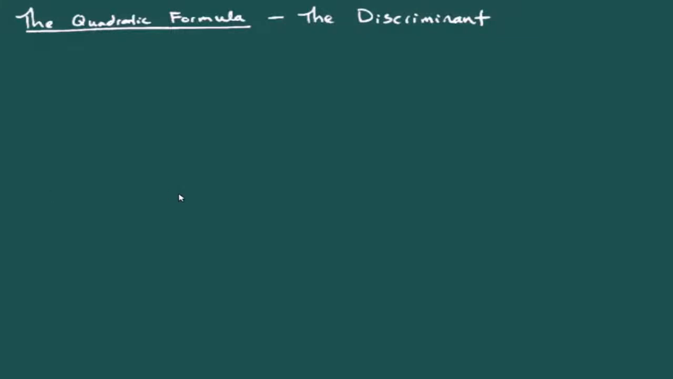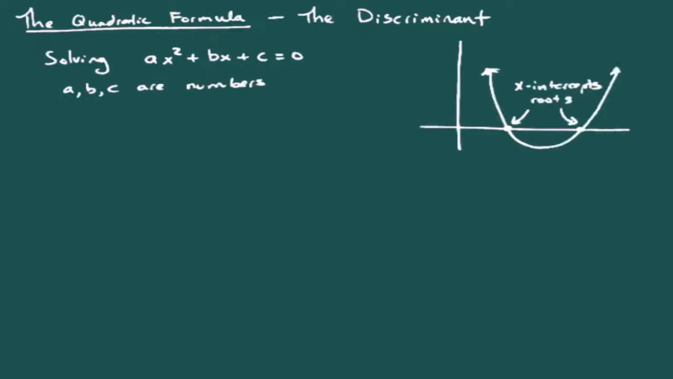So in this video, we'll be looking some more at the quadratic formula, and in particular, a part of the quadratic formula called the discriminant. Now, just to review what the quadratic formula is for: if somebody gives us an equation that looks like ax squared plus bx plus c is equal to 0, where a, b, and c are just numbers, then the graph of that equation is going to be a parabola, and what the quadratic formula is giving us are the x-intercepts, or the roots, to that particular equation.